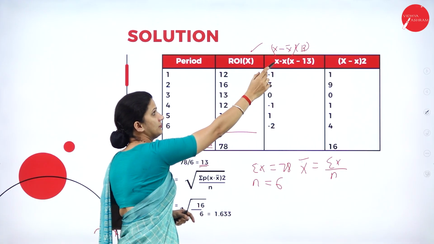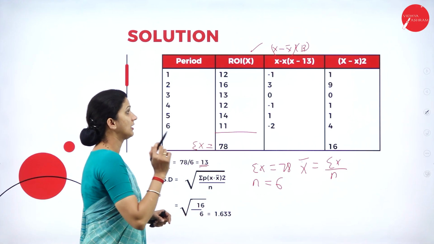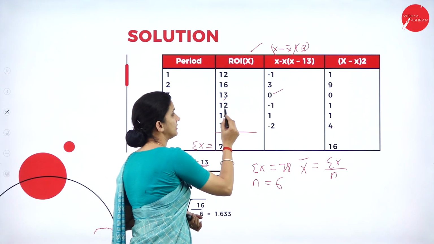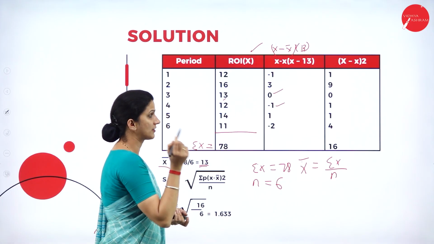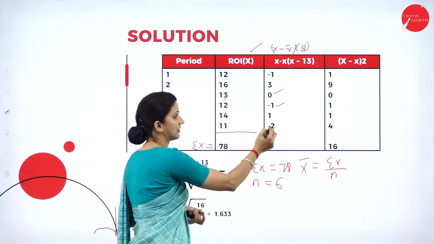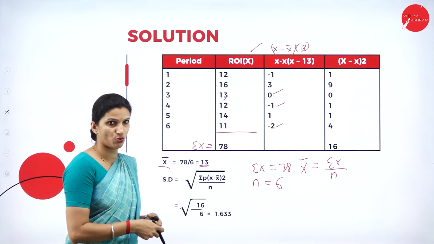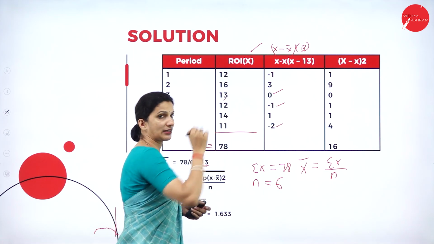Then 16 minus 13 is 3. 13 minus 13 is 0. Then 12 minus 13 is minus 1. 14 minus 13 is 1. 11 minus 13 is minus 2. So now we got x minus x bar.